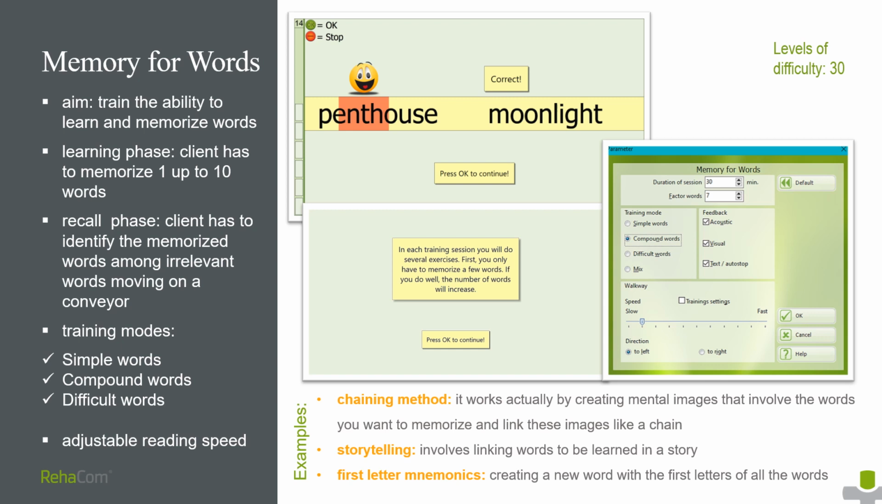To recall the list, begin with the first item and then proceed in order as each item leads to the next one. Or you may apply the story method. It's the most easily learned list mnemonic strategy. The story method involves linking words to be learned in a story.